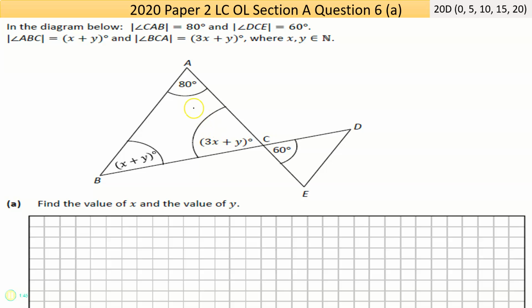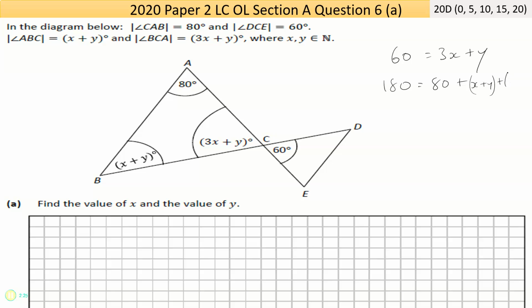Now, when you look at this, you're going, I can't really use trigonometry to find things. I don't have a lot of information. I do maybe know that 60 is equal to 3x plus y, and maybe this angle, this angle, this angle, I know that together they equal 180. So let's just add them all up. 80 plus x plus y. I can put them in brackets if I want.